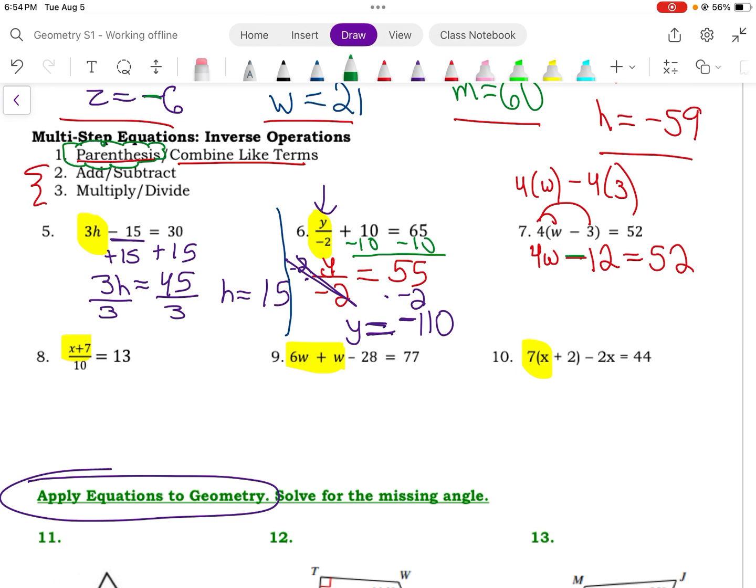Now what are we going to do? Well, I'm not going to get rid of the 4w just yet. I need to get rid of the 12. The 12 needs to go to the other side. So again, I'm moving things over so I can get the variable by itself. You know, I keep saying get rid of. It's like going through your clothes, getting rid of it. What do we have left that we actually wear? So 64 divided by 4.